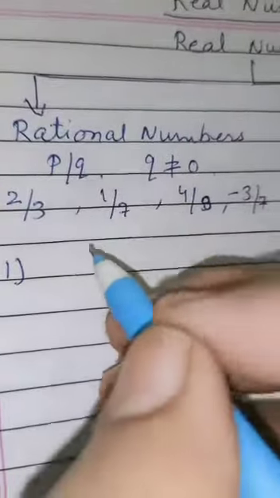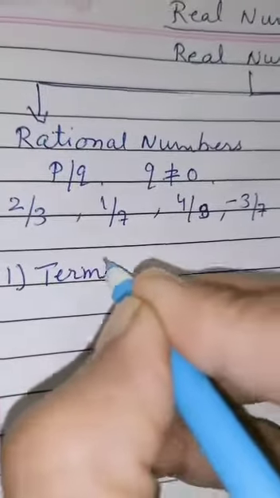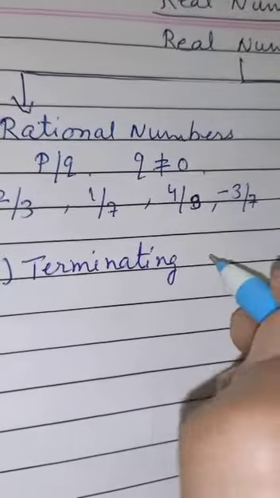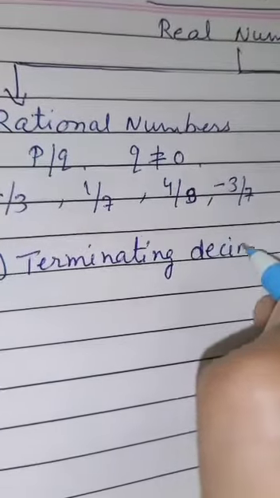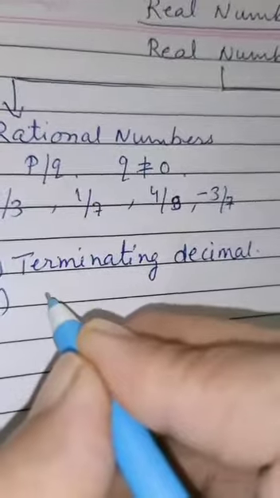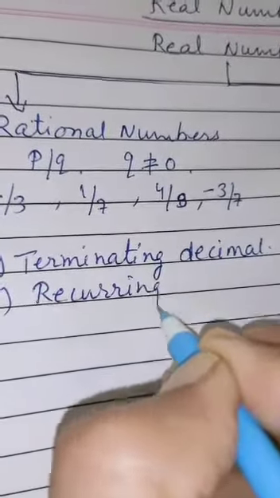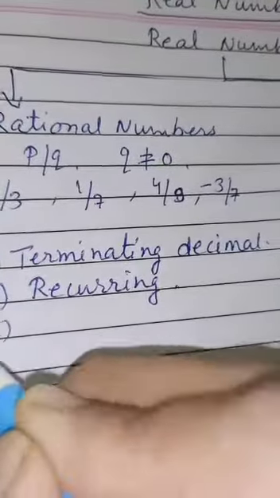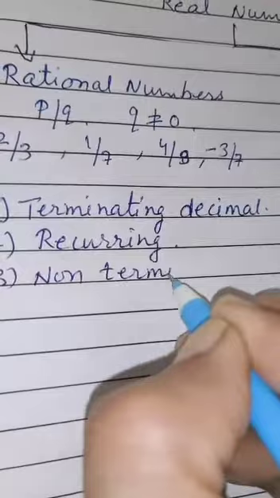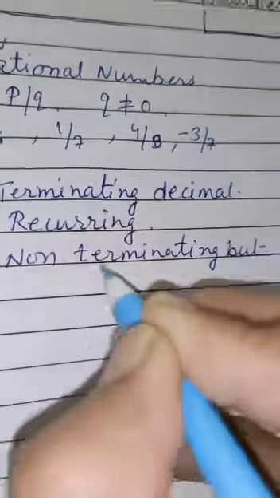The decimal expansion of any rational number is, first, terminating, means we get remainder 0. The second, we get repeating decimal, means recurring. Third, we get non-terminating but repeating, means recurring.